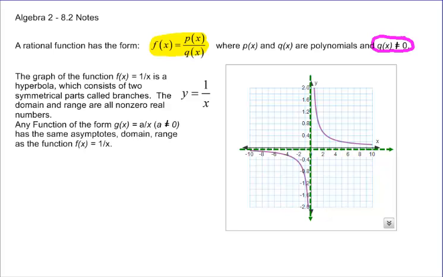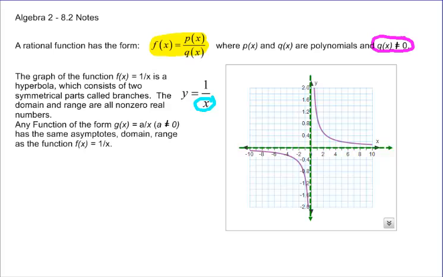asymptote on the x-axis. These asymptotes are not included in the domain and range because there's no way that we can put a 0 into the denominator of this function and get an answer. So when x is 0, that number cannot be used, because it's just not in the domain.